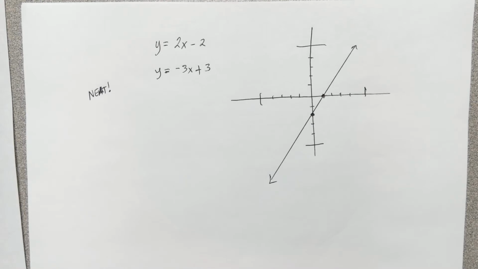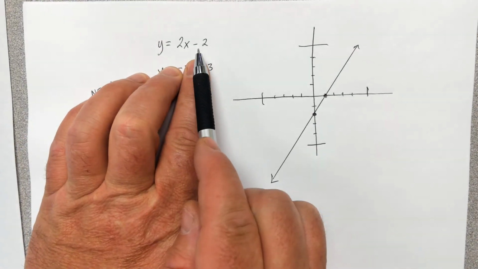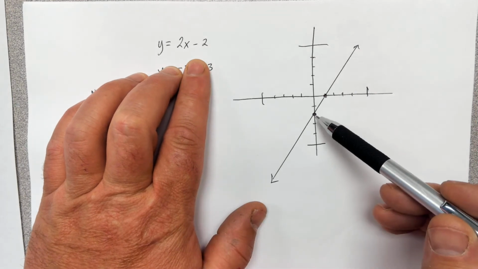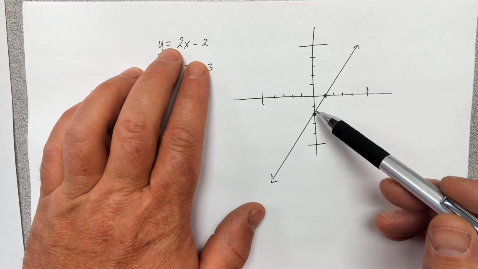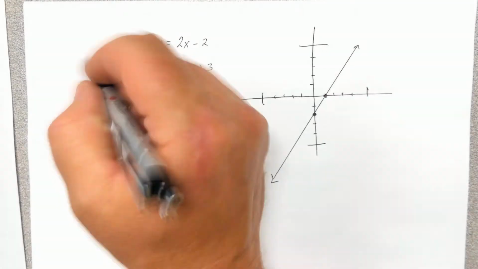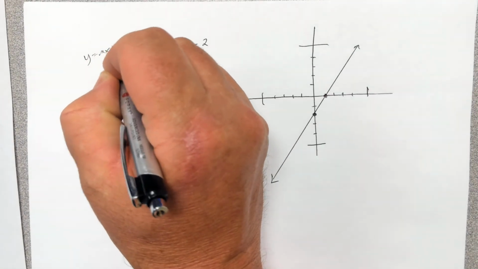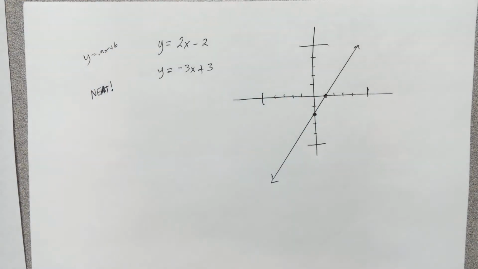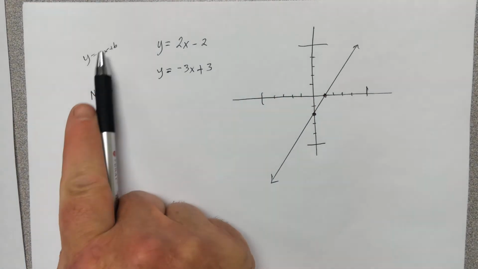Why do you do that? I graphed it. You start with the y-intercept, negative 2, and then your slope, positive 2. So you go here, and then up 2 over 1. Because, remember? y equals mx plus b. Remember, you start there, and then you count those.